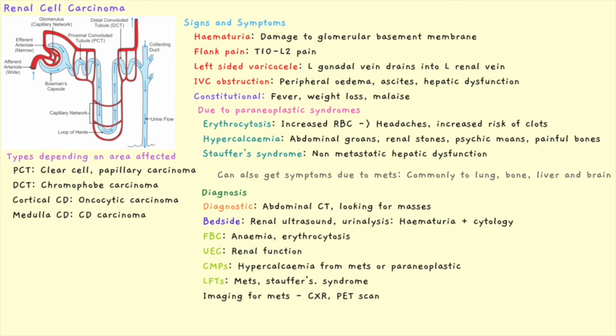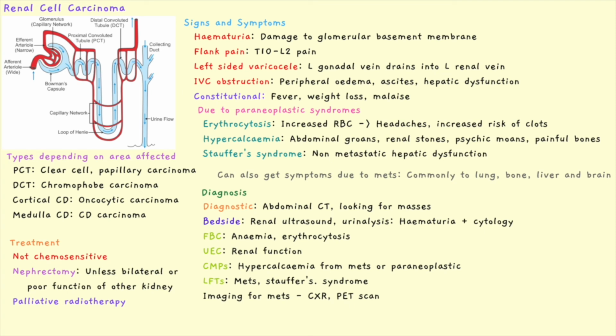Bloods include FBCs looking for anemia but rarely erythrocytosis, UECs to gauge renal failure, CMPs that may show hypercalcemia from bone metastases or paraneoplastic syndrome, LFTs to detect liver metastases or Stauffer syndrome. Imaging for metastases can be conducted, specifically a chest X-ray or a PET scan.